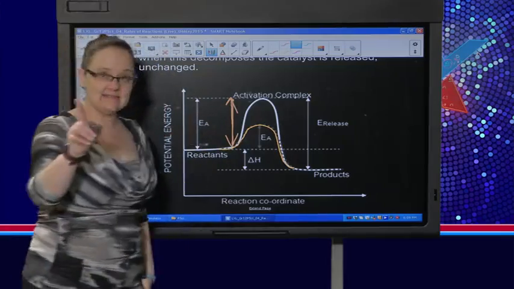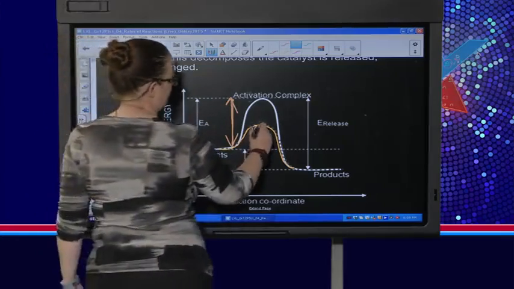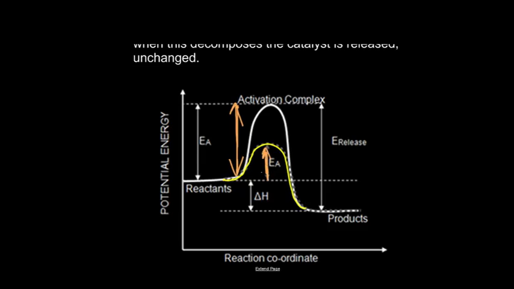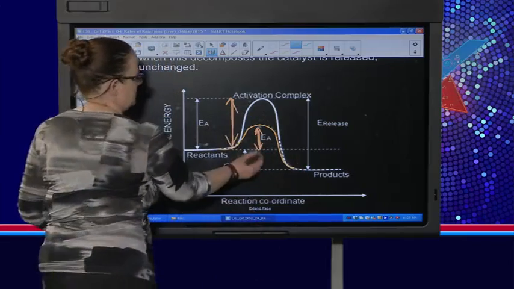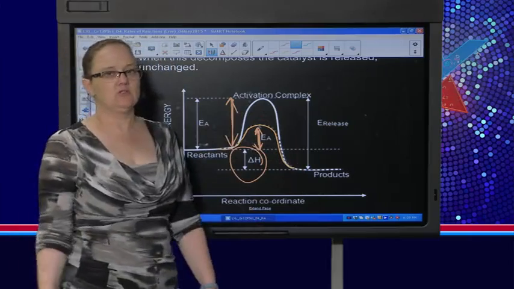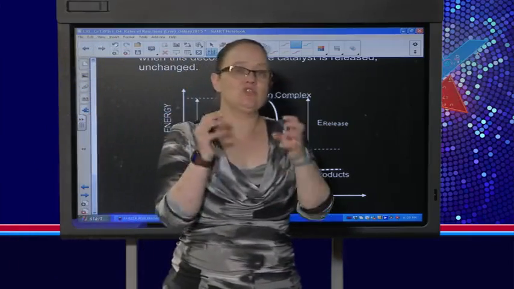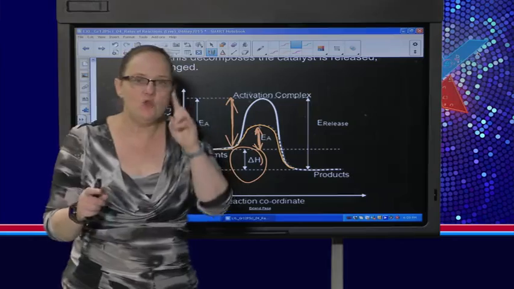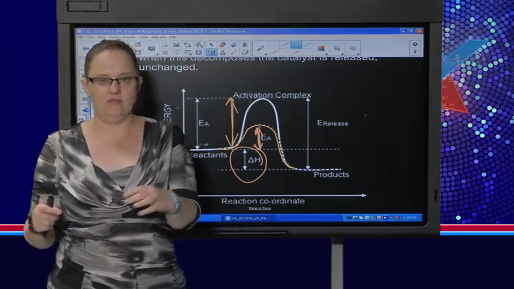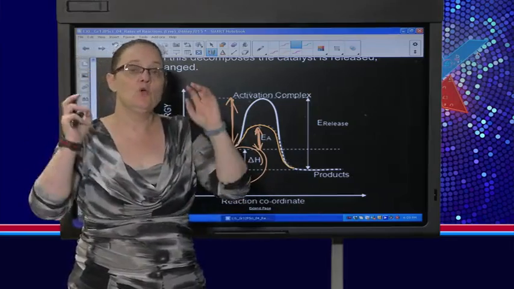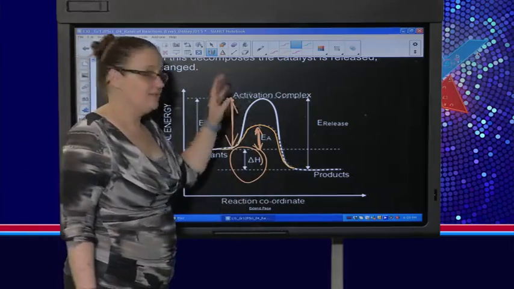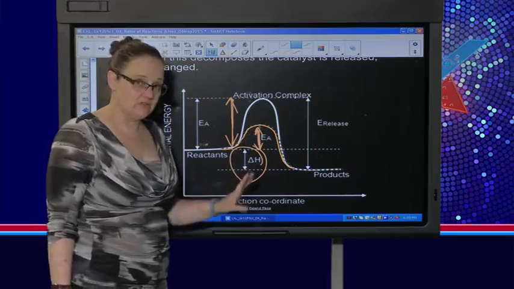I add in a catalyst, and the catalyst now says, well, no, let's only use that much energy. I can halve it, I can quarter it, it doesn't actually matter, but I change the activation energy. What's really important to note is that delta H doesn't change. Delta H stays the same. You cannot change the enthalpy. Whatever it is, that's a constant for that reaction. We can change the activation energy, but nothing else.